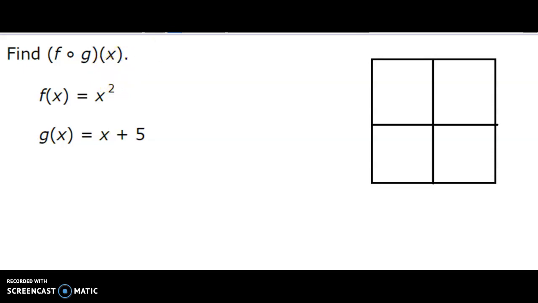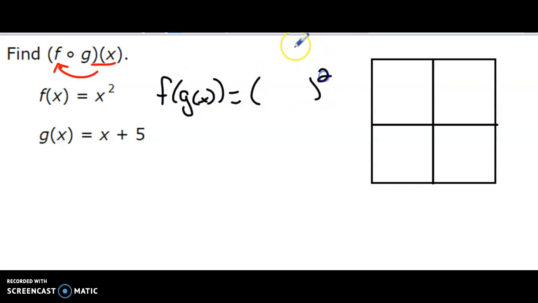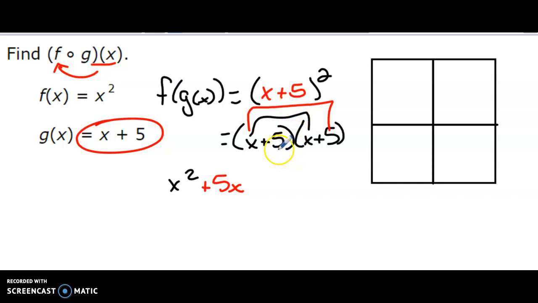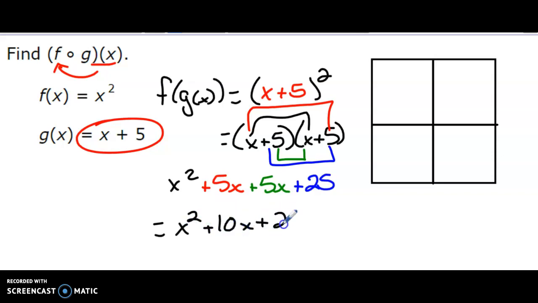Here, I'm plugging again my g into my f. So I write my f equation. Everywhere I have an x, I'm going to put a parentheses, and then I plug in my g equation, x plus 5. Well, remember we did several like these in class. This means that I have this parentheses written twice. So we can use our FOIL method. First, outer, inner, and last. I combine my like terms, and I get x squared plus 10x plus 25.